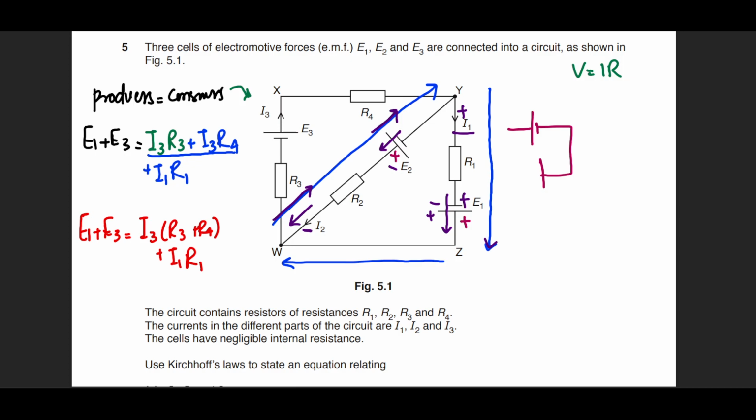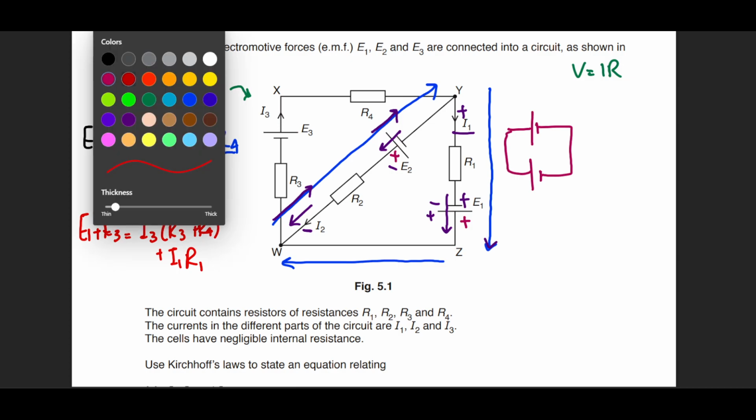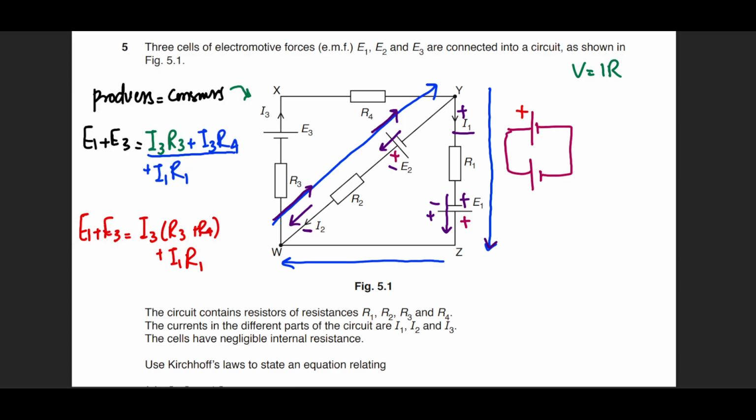Sorry, let me do this again. If the batteries are connected like this, they're both going to oppose each other. Why? Because this is positive, this is positive. This is asking the current to flow this way, this is asking the current to flow this way. They're both actually working against each other. So I can see that very well over here that E2 and E1 are working against each other because they're both connected with the same positive terminal, like this.